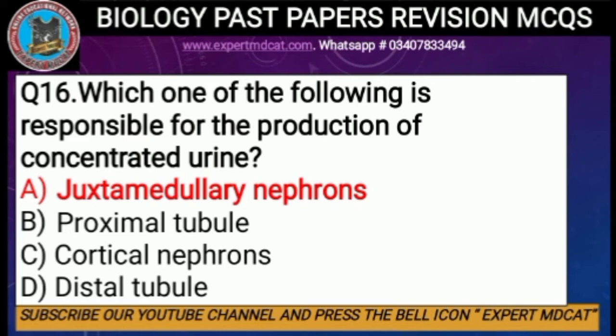Options are: A, juxtamedullary nephrons; B, proximal tubule; C, cortical nephrons; and D, distal tubule. Option A is the correct one. Juxtamedullary nephrons are responsible for production of concentrated urine. So the correct option is A, juxtamedullary nephrons.